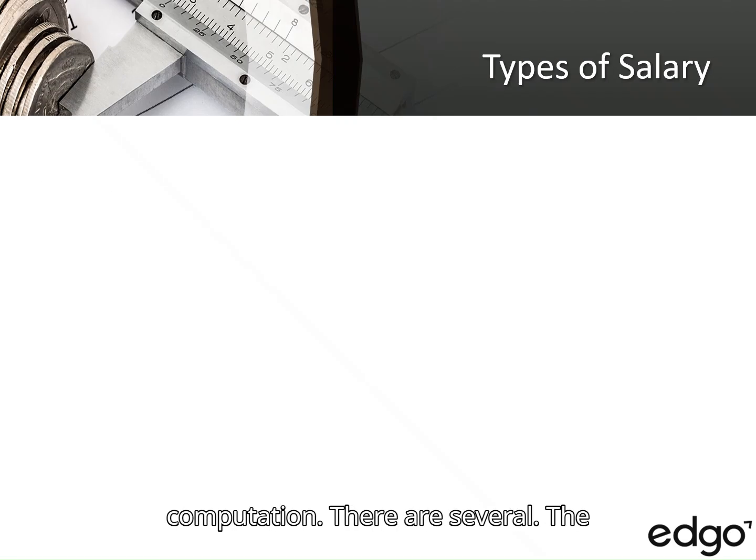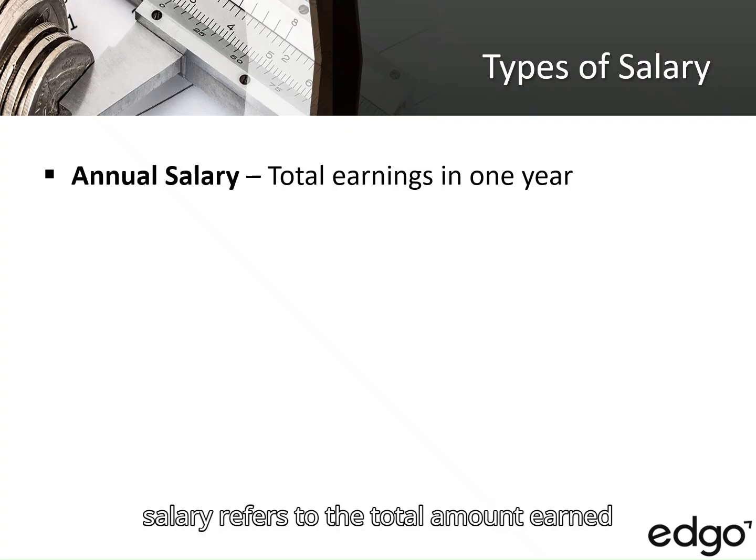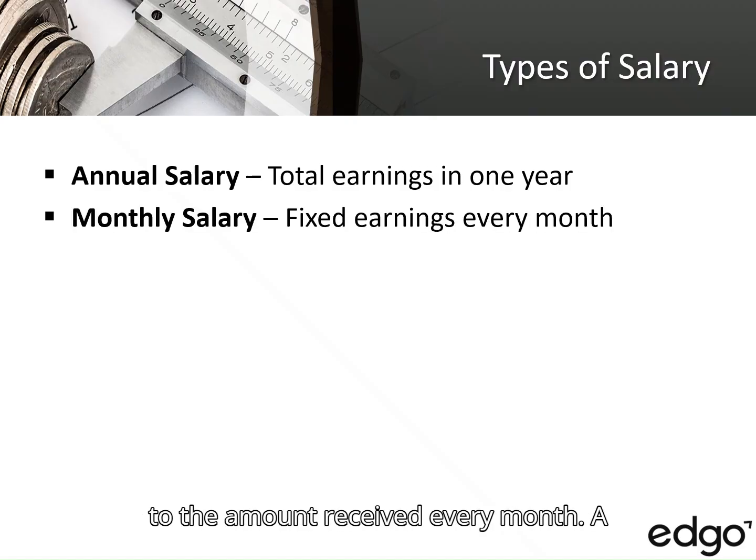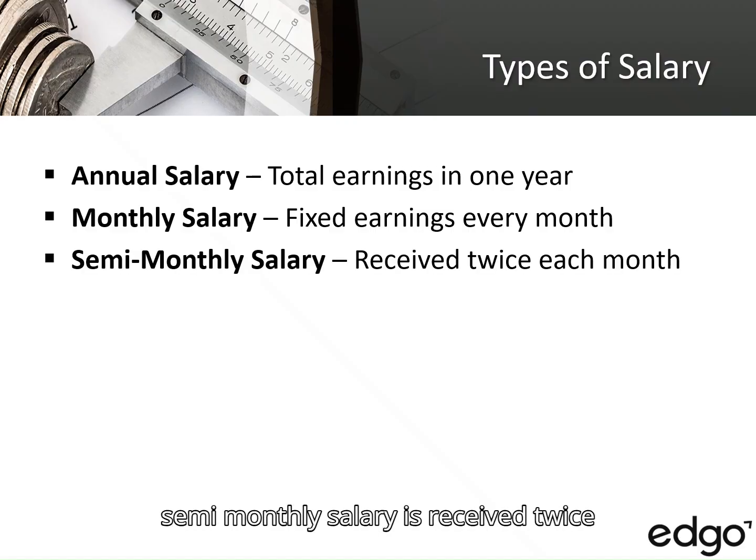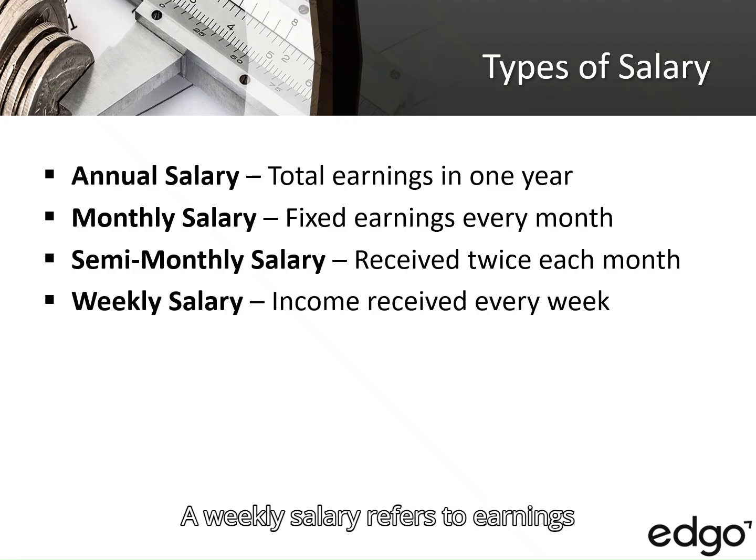There are several ways salaries may be expressed. An annual salary refers to the total amount earned in 1 year. A monthly salary refers to the amount received every month. A semi-monthly salary is received twice each month, usually every 15 days. A weekly salary refers to earnings received every week. Although these salary types describe the same earnings, they present them using different time periods. As we continue, we will learn how to convert one type of salary into another.